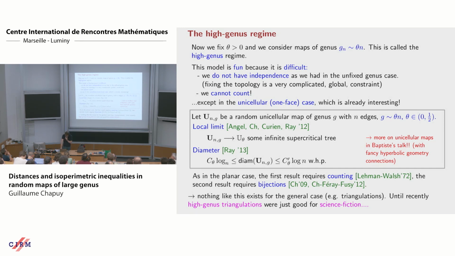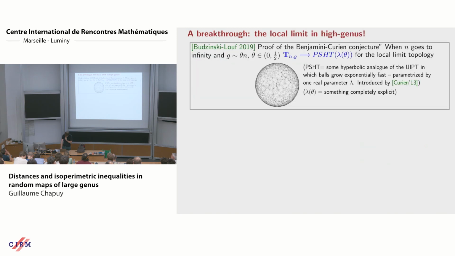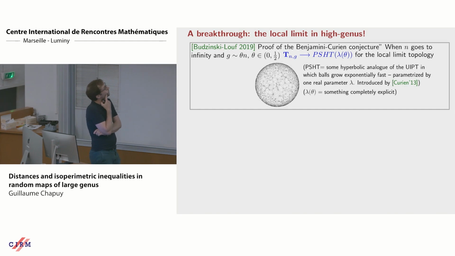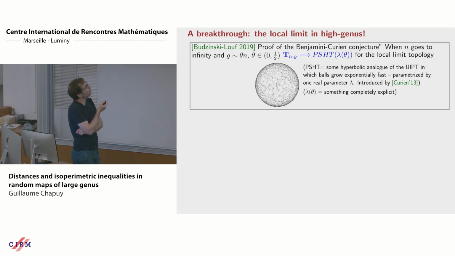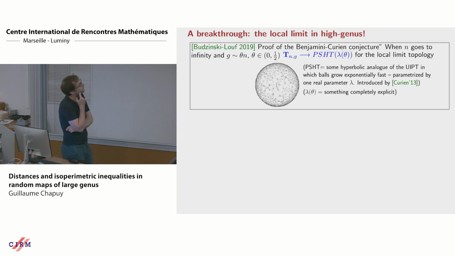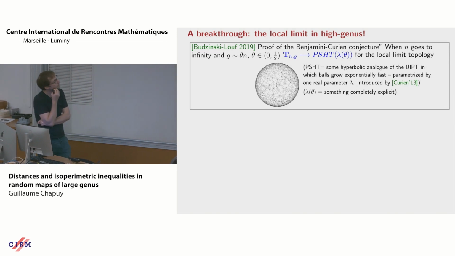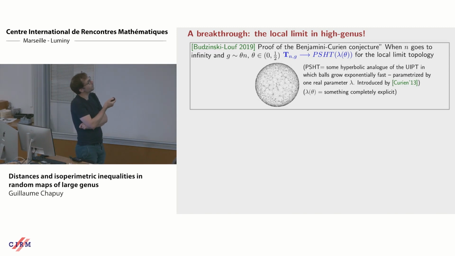But since I'm talking about it, you guess that something happened. So in 2019, two young PhD students, respectively Thomas Budzinski, who was at Orsay at the time, and Baptiste Louf in Paris, did something remarkable. They proved something that was called the Benjamini-Curien conjecture, which was essentially the local limit of high genus triangulations. So what they proved is the best you can hope for in terms of local limits.